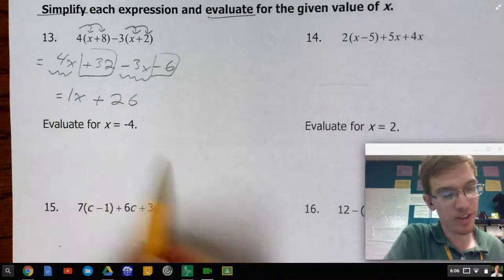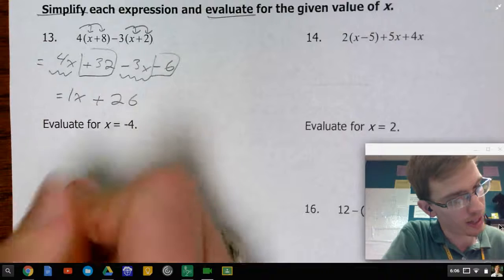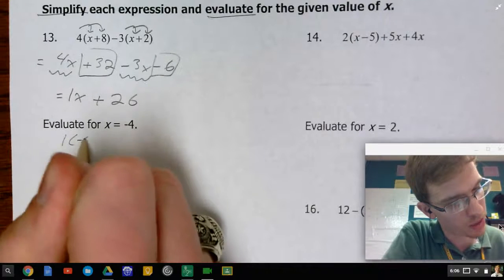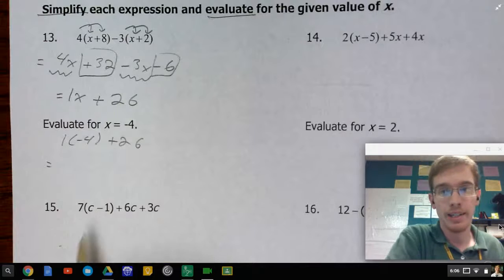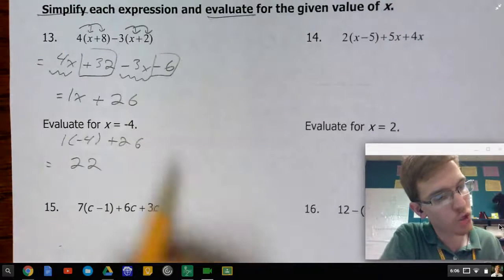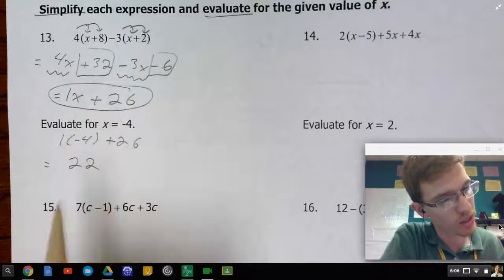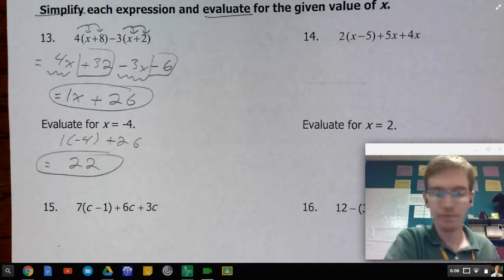All right, now for the evaluate part, we are going to replace x with negative 4. So 1 times negative 4 plus 26. That's negative 4, so this is going to be 22. Okay, so we have two answers to this question: x plus 26 and 22.